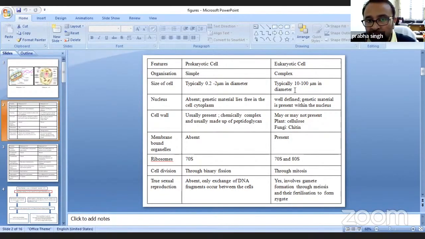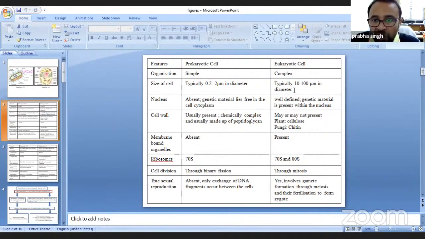Okay, so one basic difference is nucleus. In the case of prokaryotic cell, it is absent. Genetic material lies free in the cell cytoplasm, while in the case of eukaryotic cell, it is well defined and genetic material is present within the nucleus. Now we will see cell wall. Cell wall in the case of prokaryotic cell, usually it is present, but still there are certain prokaryotic cells which lack a cell wall. And if it is there, it is chemically complex and usually made up of peptidoglycan. We will see what peptidoglycan is made up of in our later slide.